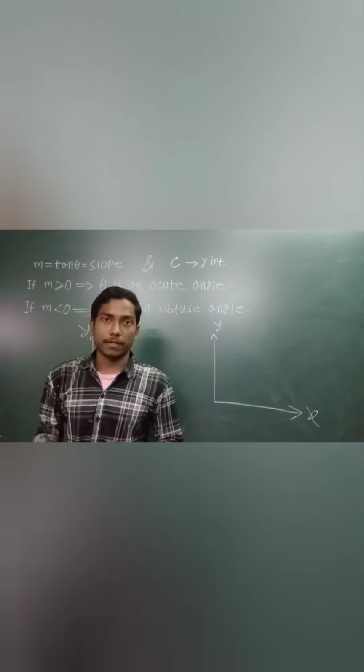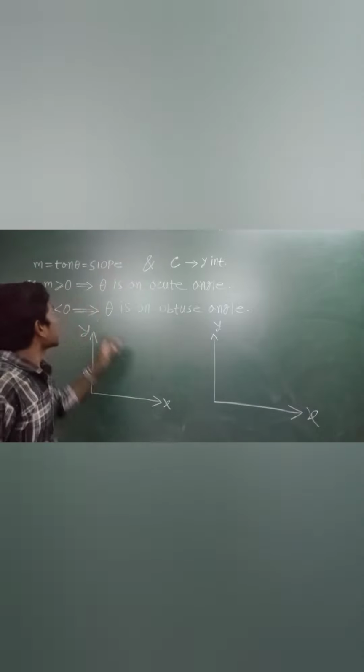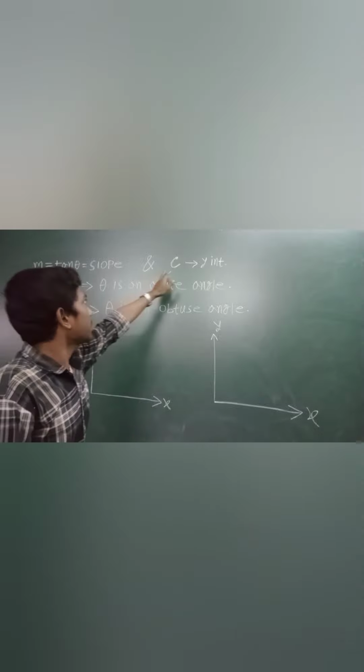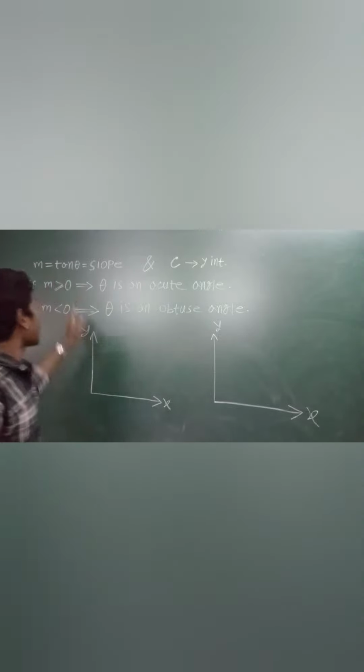So in this video I will briefly explain how you can imagine the graph of a straight line seeing its equation. In order to draw the graph of a straight line, you have to know about two quantities. The first one is m, which is the slope of the straight line, and the second is c, which is the y-intercept. So let's first discuss the slope.